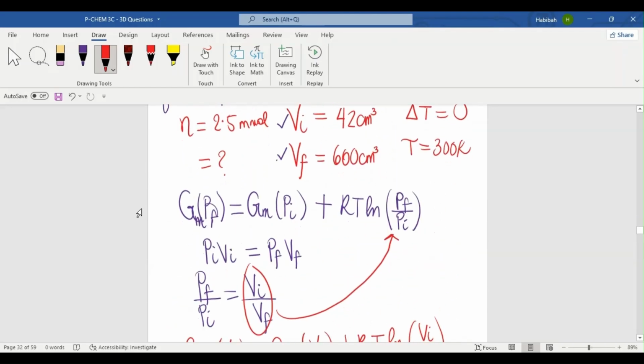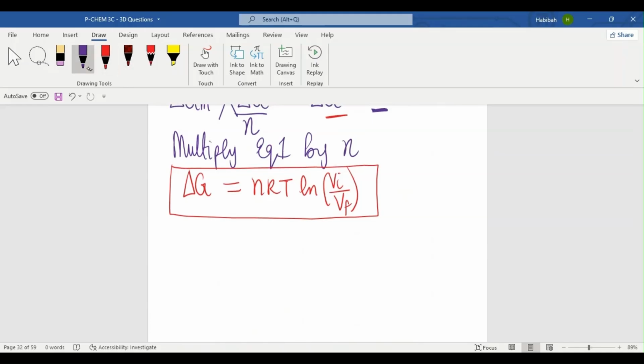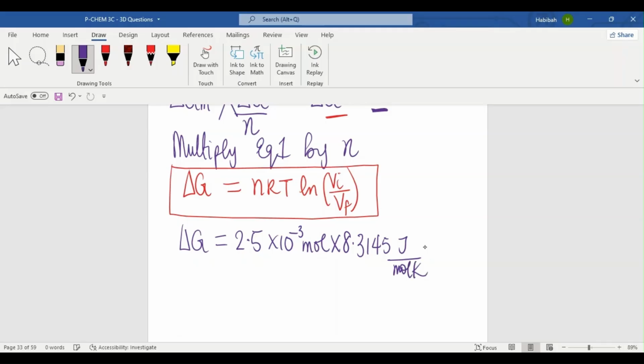We have 2.5 millimoles. So the change in G becomes 2.5 times 10 to the power negative 3 moles, since millimoles times 10 to the power negative 3 gives moles, times the gas constant, 8.3145 joule per mole Kelvin, because the change in Gibbs energy has to have units in joules. So we have to use the gas constant that matches the unit of what we're solving for, which is the change in Gibbs energy. So that times the temperature that we're given.